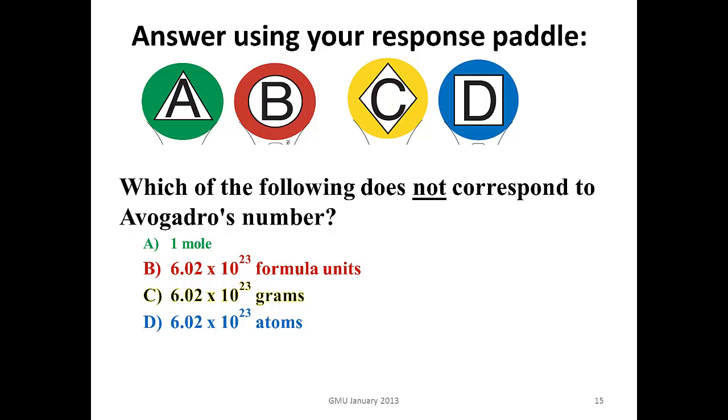Now, answer using your response paddle for A, B, C, or D. Which of the following does not correspond to Avogadro's number? Make your choice. Get ready. Raise your paddles. Teachers, look. The one that does not correspond to Avogadro's number is C, 6.02 times 10 to the 23rd grams.